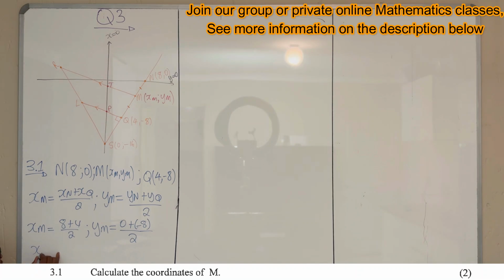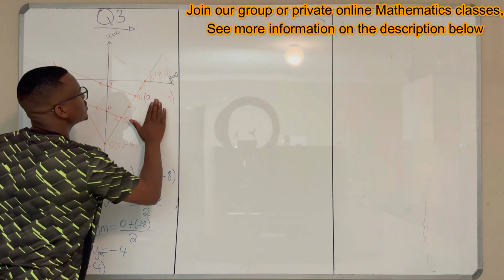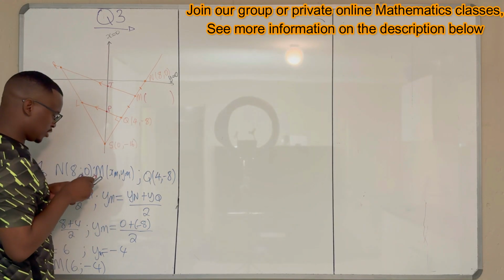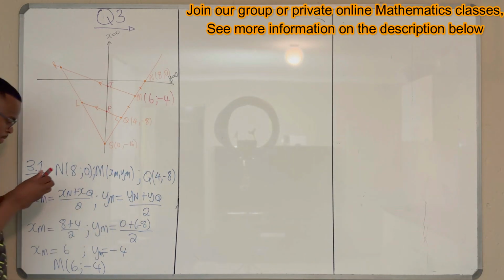So your x coordinate of M is equal to the answer to this, so it's going to be 6, and the y coordinate of M is equal to the answer to that, which is minus 4, so the coordinates for M should be 6 and minus 4. These are the coordinates for point M. So we have those coordinates for point M to be 6 and minus 4. That's where we are.